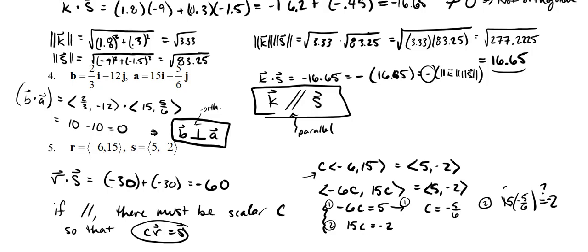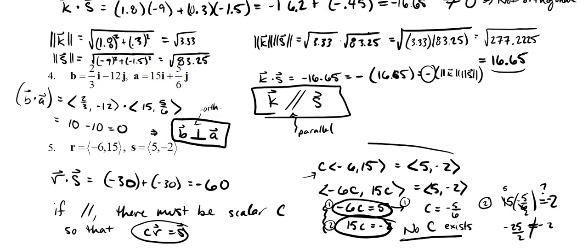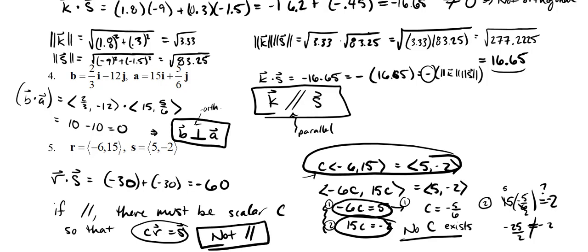I'll cancel a 3 here. And here we get negative 25 halves equals negative 2. That is not true. The solution to this equation does not match this one. There is no solution. No C exists so that one vector is a scalar multiple of the other. These are not parallel. And they're not orthogonal.